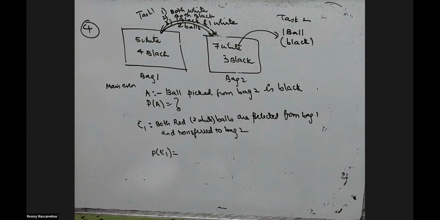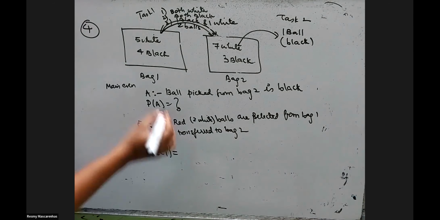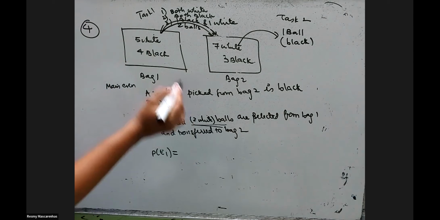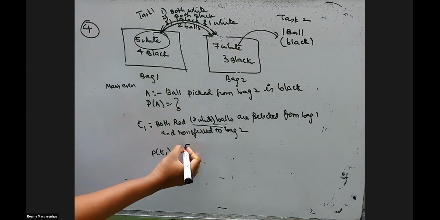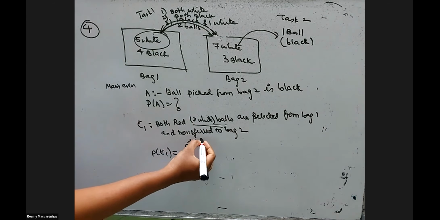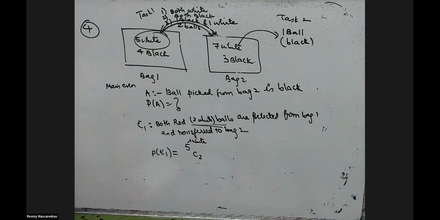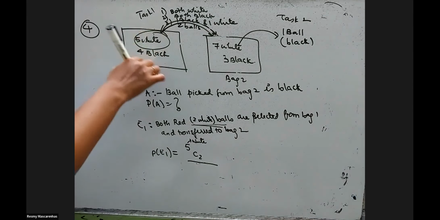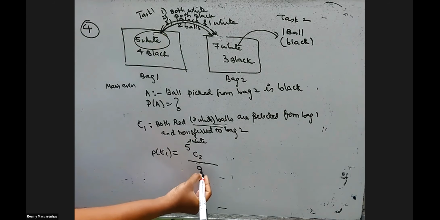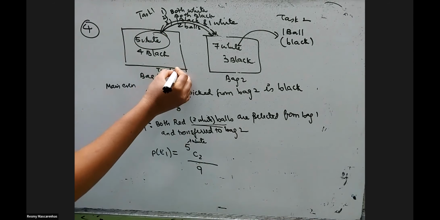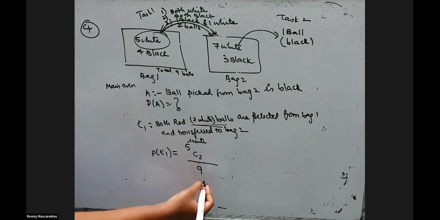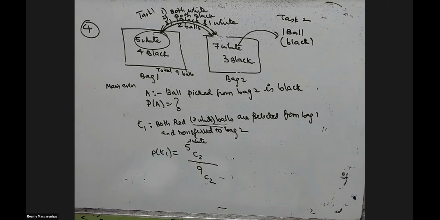So now you have to select 2 balls from this bag. So now you have to use the combination formula. The combination means you have to select 2 white balls. So how many options do you have? 5. So out of 5 white, you are selecting 2 white. And the sample space will be how much? Total 5 plus 4 is 9. From 9 you are selecting 2. This is your sample space.